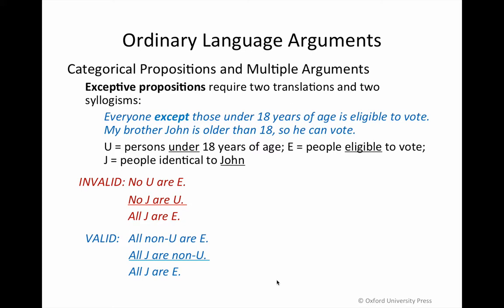And then none of the remainder of the 4 rules are applicable. We don't have 2 negative premises. We don't have a negative premise and a negative conclusion and vice versa. And we don't have 2 universal premises and a particular conclusion.